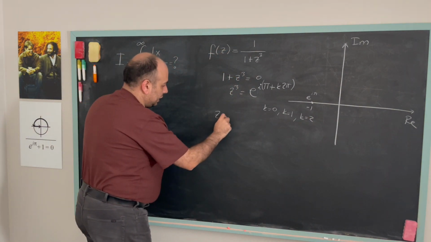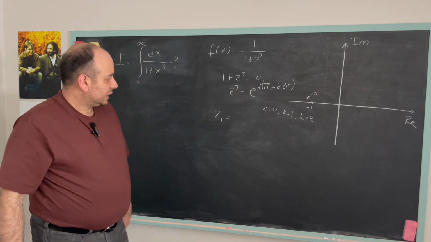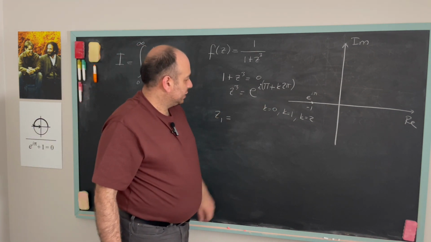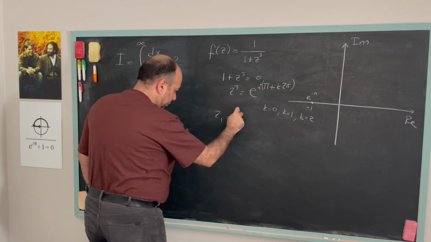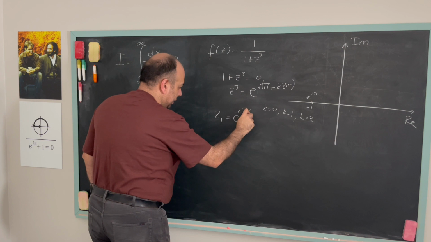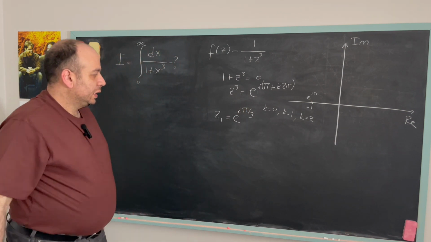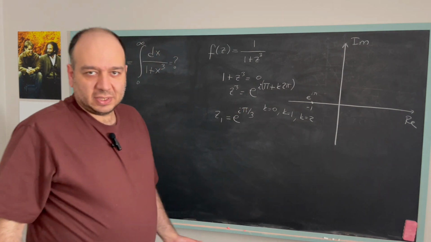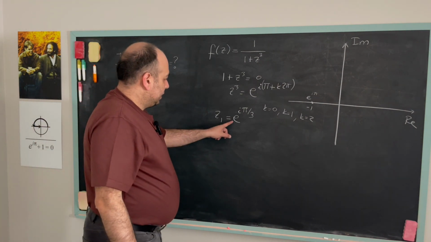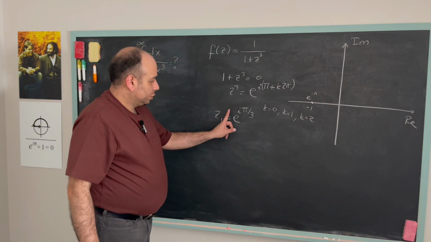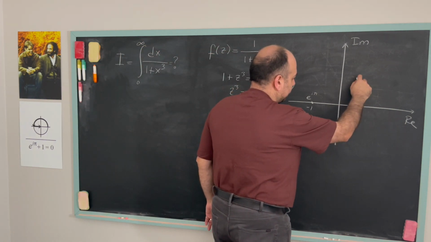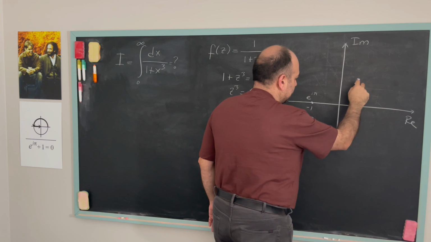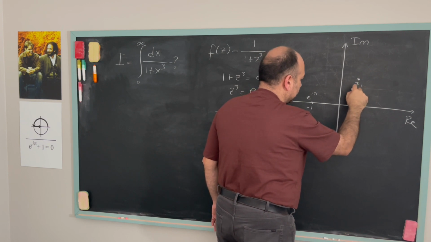Keeping that in mind, z1 becomes, when k is equal to 0, e to the i pi. When you take the cube root, you get e to the i pi over 3. Pi over 3 corresponds to 60 degrees, and it has magnitude 1, so modulus 1 and 60 degrees. So we are somewhere here. This is my z1, which is equal to e to the i pi over 3.